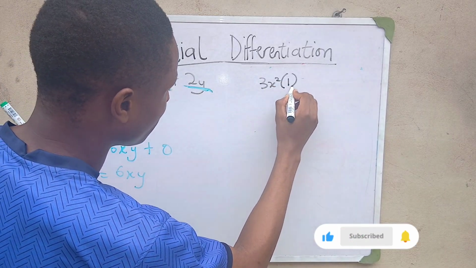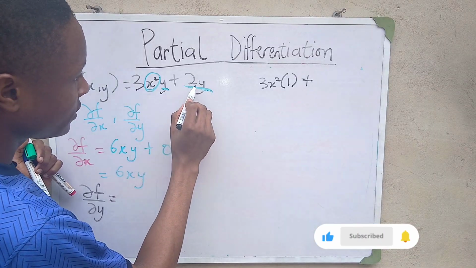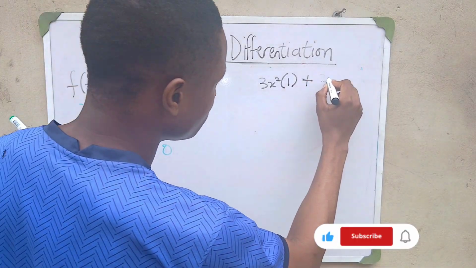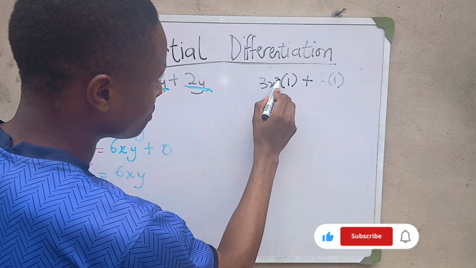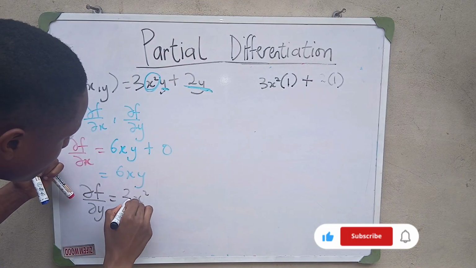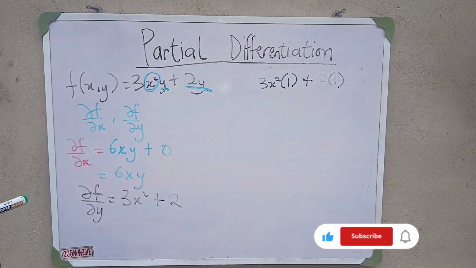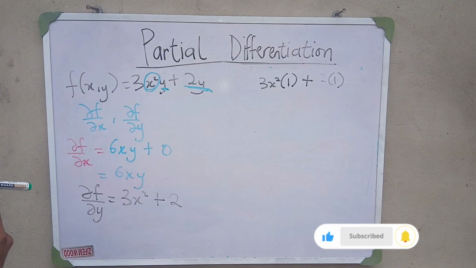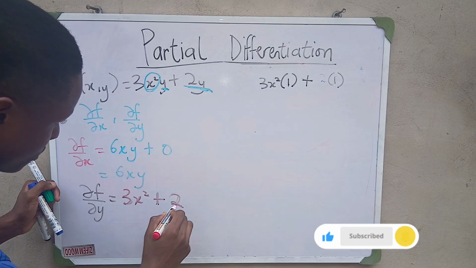Differentiating y, we'll be having 1. Plus, differentiating y here, we'll be having 2 into 1. So 3x squared times 1, we'll be having 3x squared, plus 2 times 1 is 2. So we have 3x squared plus 2.